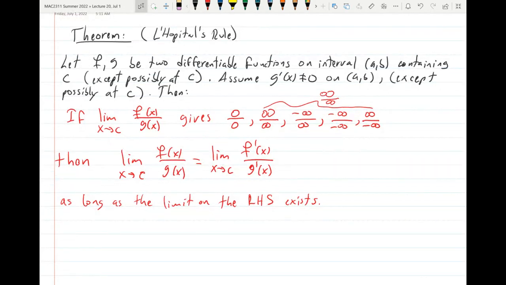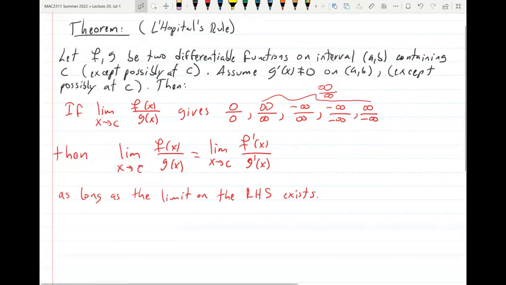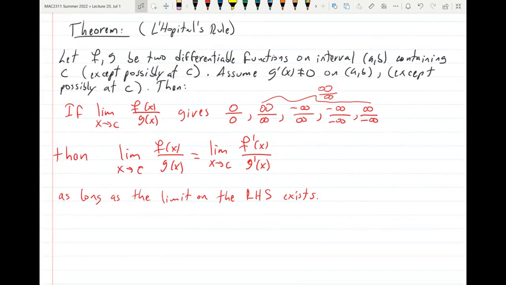Now be careful, this is not the quotient rule. There is no quotient rule happening here. L'Hopital's rule says you can replace the top by its derivative and replace the bottom by its derivative, and then continue taking your limit. And another detail here is that I'm using the value c, but this statement actually holds also for side limits and also if c itself is infinity.